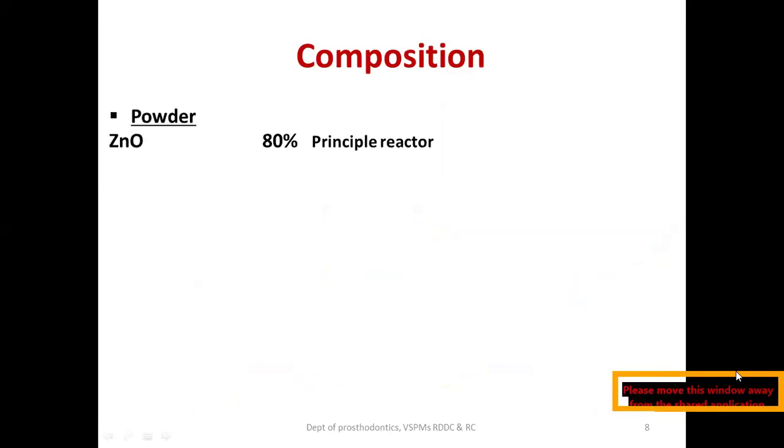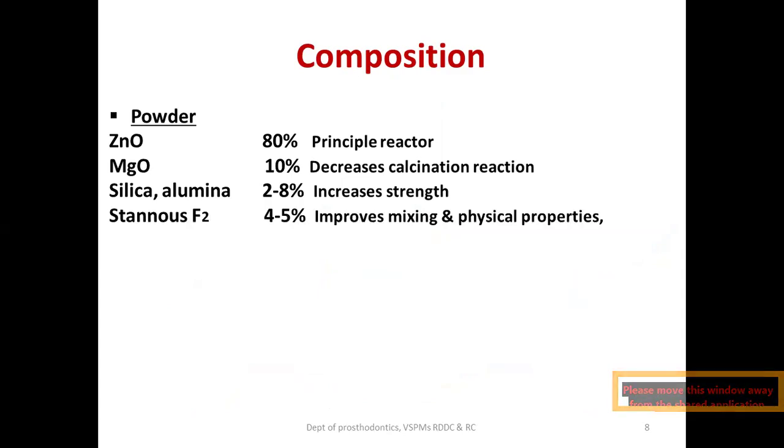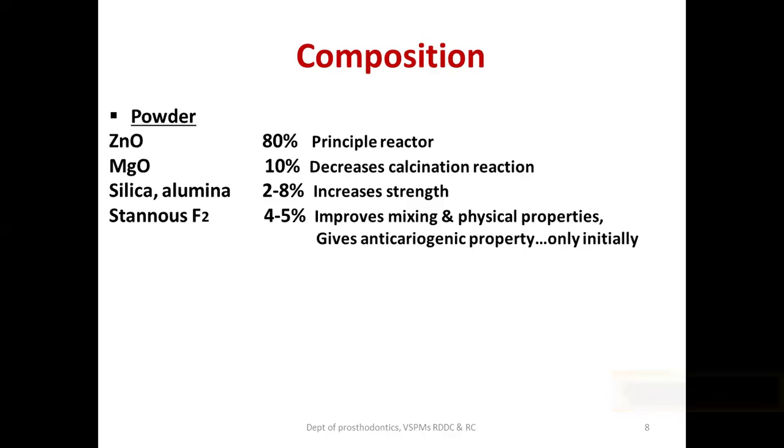Let us see the composition. The powder component consists of zinc oxide, the major ingredient, which is the principal reactor. Magnesium oxide decreases the calcination reaction of the sintering temperature. Silica and alumina increase the strength. Stannous fluoride improves mixing and physical properties, and it also gives anti-carcinogenic property, but only in the initial time.